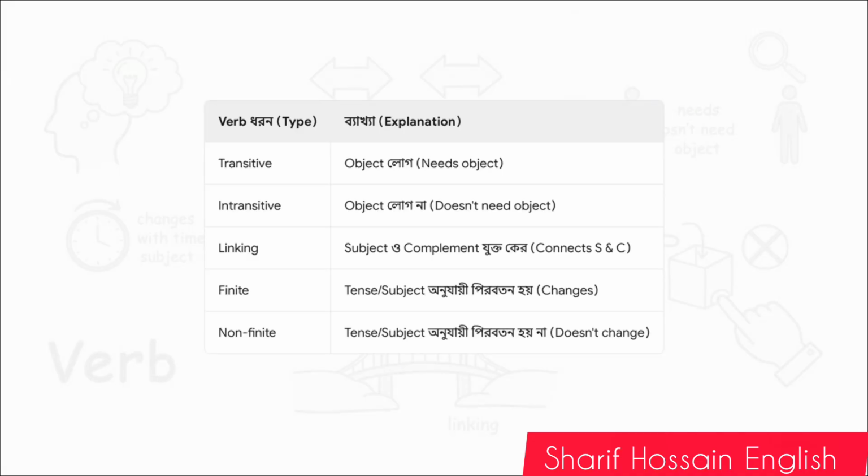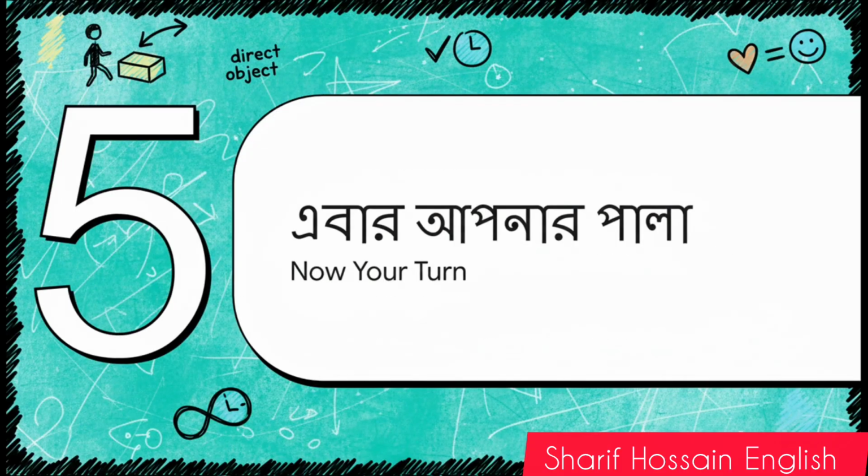So let's do a super quick recap of everything we've covered. Transitive verbs need an object. Intransitive verbs don't. Linking verbs are like connector bridges. Finite verbs change their form, and non-finite verbs stay the same. Simple enough, right? Okay, so we've just gone through the main types of verbs.